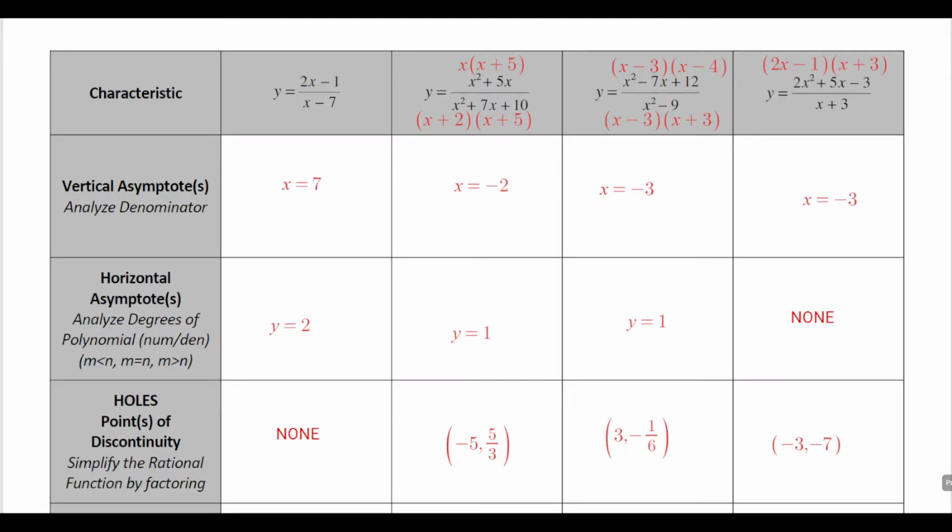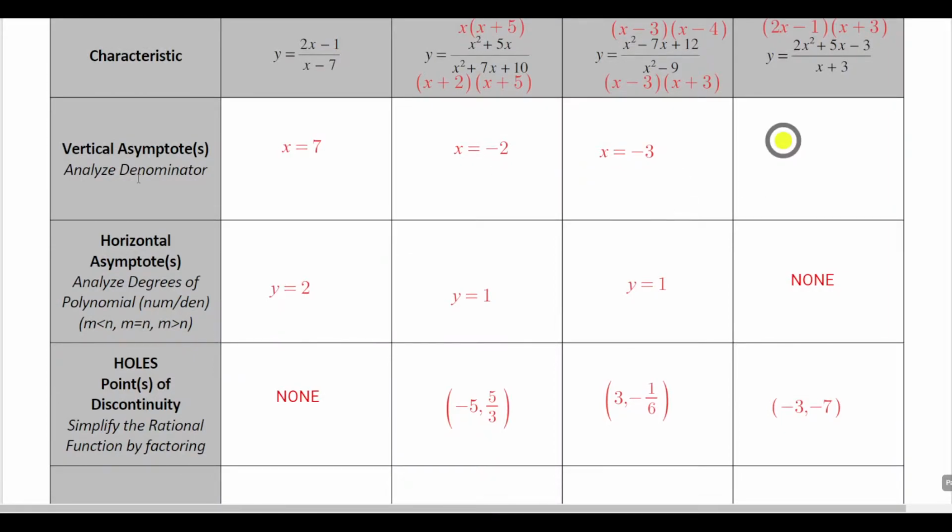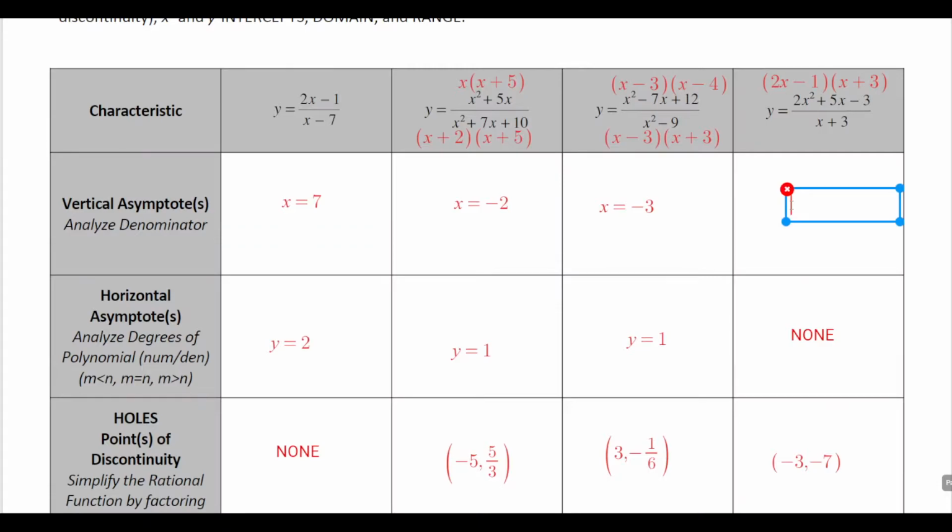Actually, you know what? I actually don't have a vertical asymptote. I was working too fast here. This negative 3 is going to correspond to a hole. I bet some of y'all, as you're going through this, are thinking, "Wait, that's not right." Yeah, I guess that's what happens when you try to work too fast. So there's actually no vertical asymptotes here. Let me go ahead and fix that. That's not what I wanted. Here we go. So we're just going to say that there's none here.